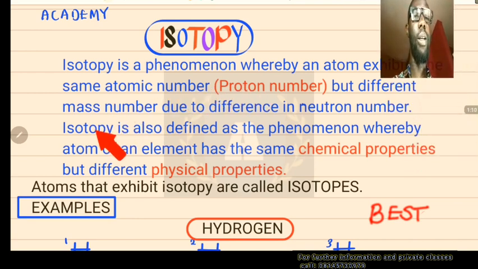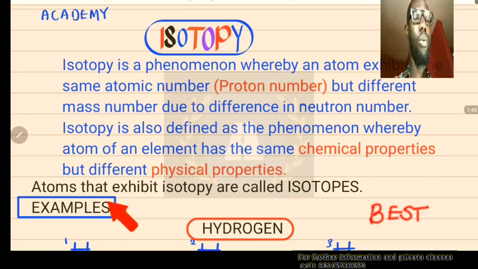It can also be defined as the phenomenon whereby atoms of an element have the same chemical properties but different physical properties. Carbon, for instance, exhibits a certain chemical property which is common to all carbon isotopes, but meanwhile the physical properties vary, in usage and in other things. Those atoms that exhibit isotopy are called isotopes.